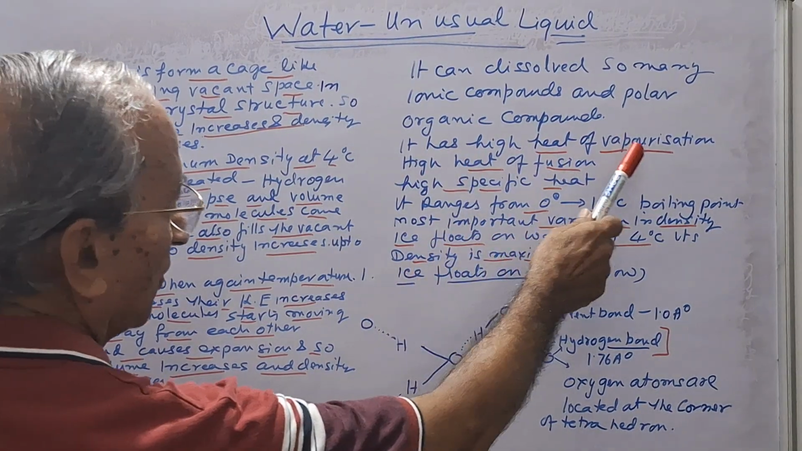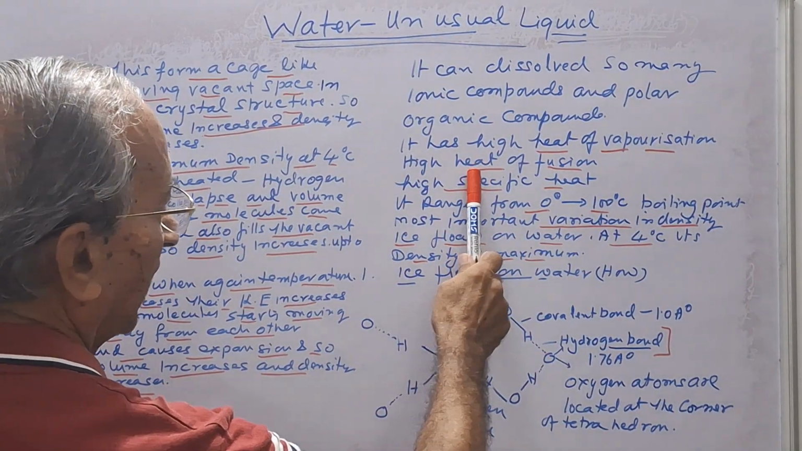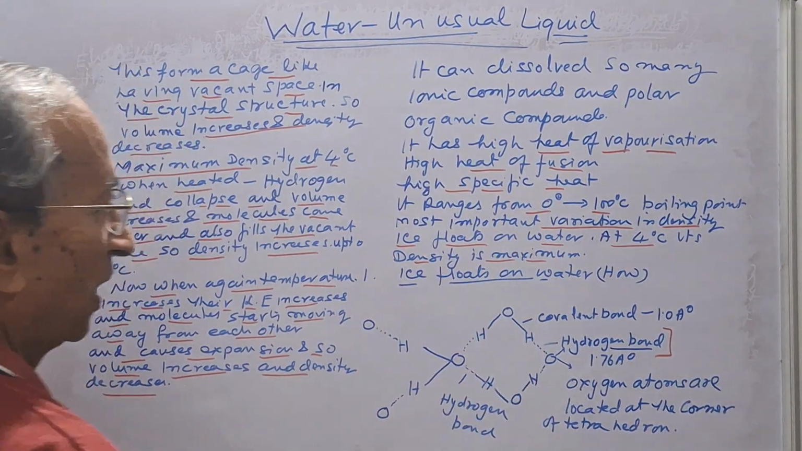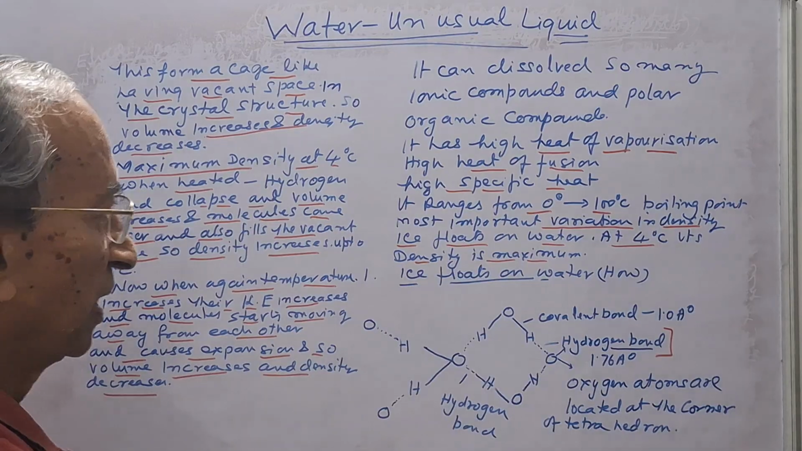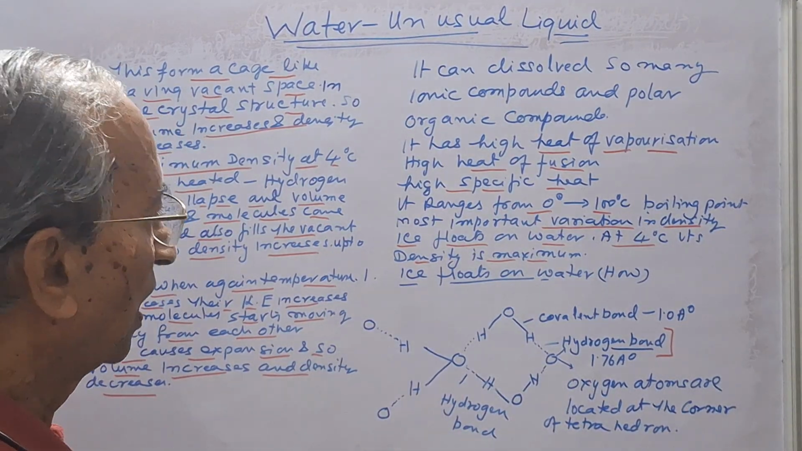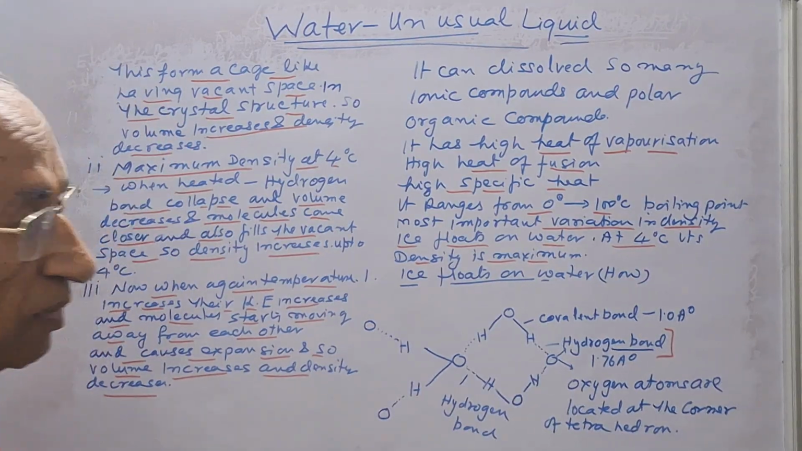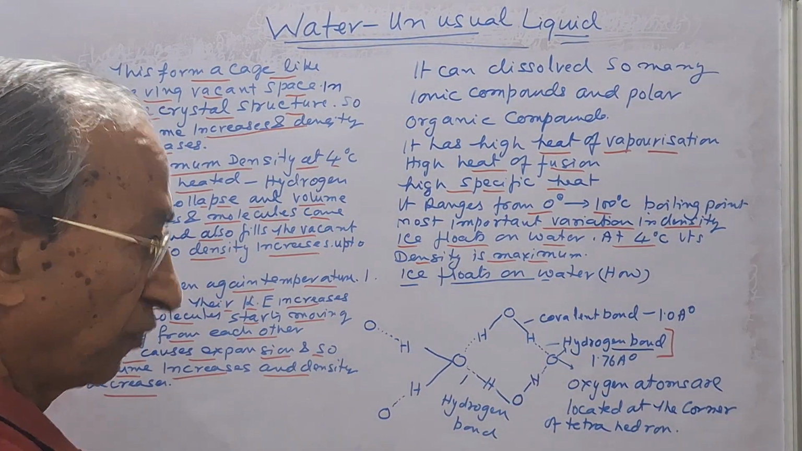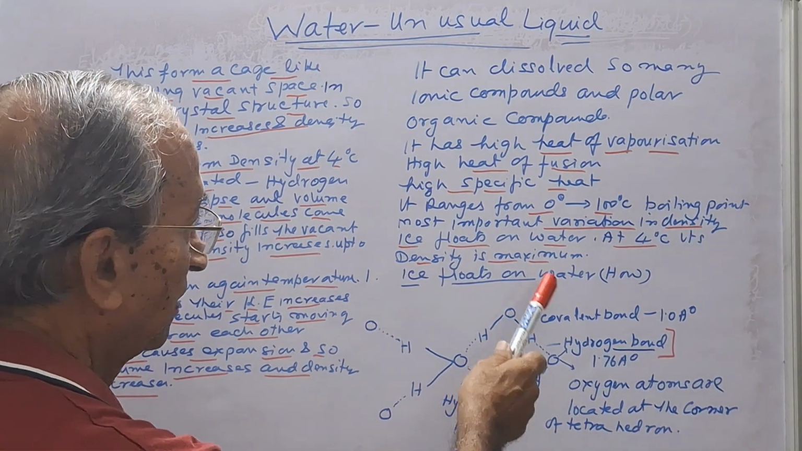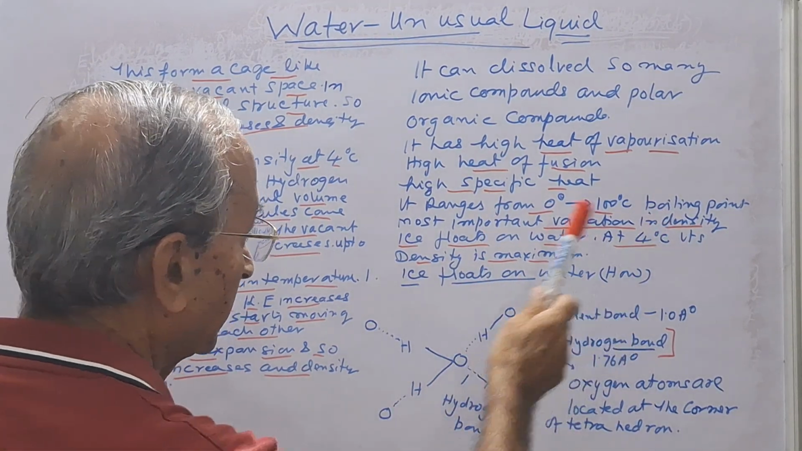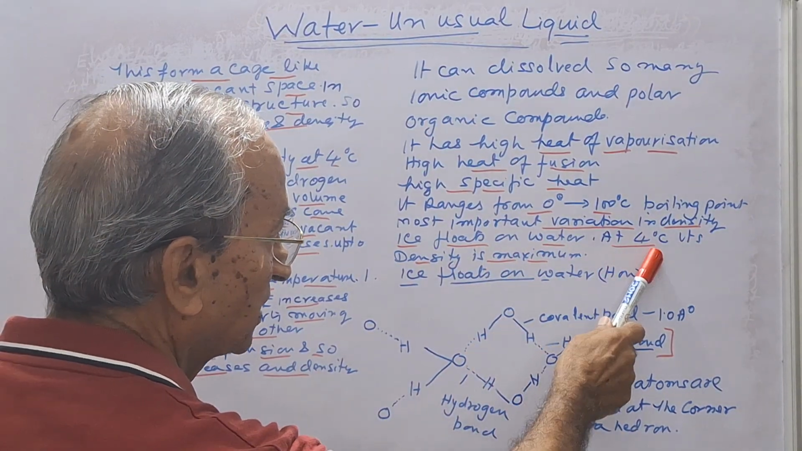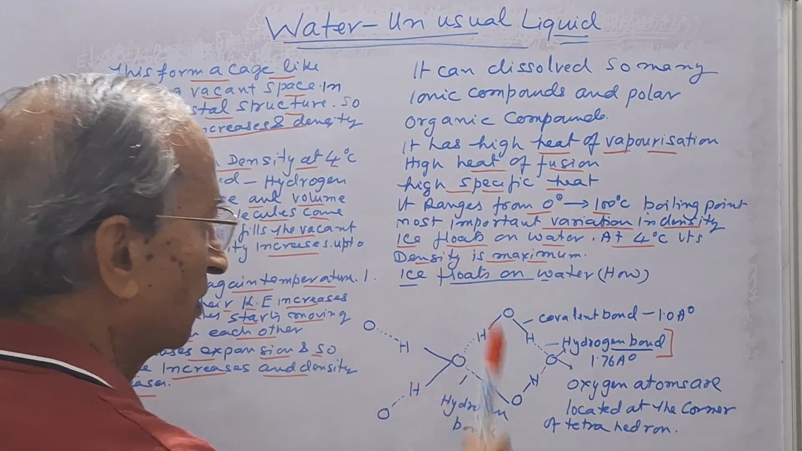It has high heat of vaporization, high heat of fusion, high specific heat, and the most important is the variation in density. You know, ice, the solid state of water, floats on the water. So the most important variation is density: ice floats on water, and at 4 degrees centigrade its density is maximum, that is 1.